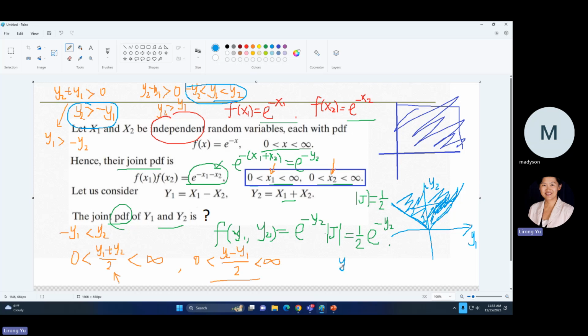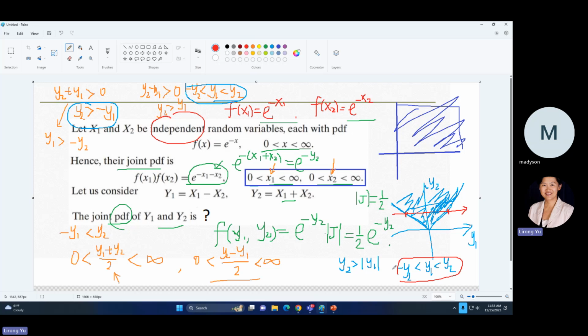So basically, y2 is higher than the absolute value of y1, if that makes sense. And then y1 is between y2 and negative y2. I'm trying to think from both of the boundaries. If you draw your boundary horizontally, you have this is y2 and this is negative y2. So that's the boundary for y1.